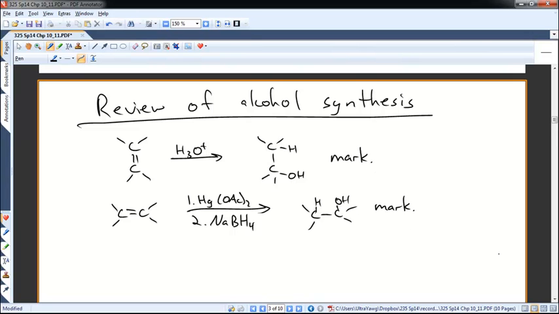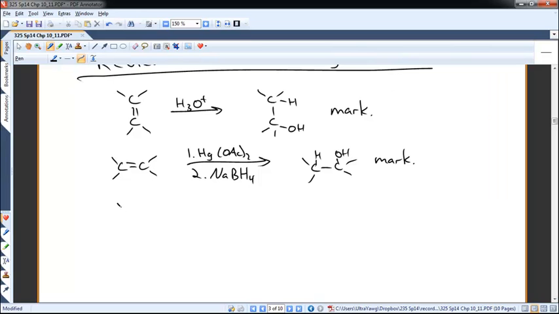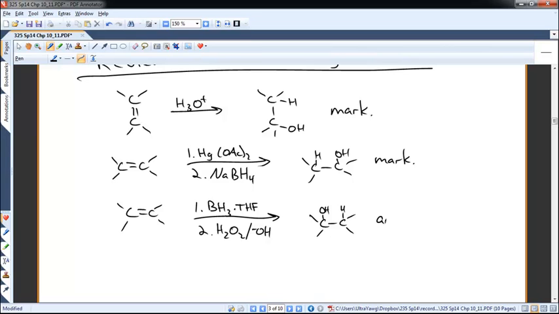And if you want to make the anti-Markovnikov molecule, we also know how to do that. And the third method was hydroboration oxidation, BH3 with some type of organic solvent like THF, followed by oxidation with peroxide and aqueous base to give us the anti-Markovnikov product. Give us this. Okay, so those are the 3 ways that we know.